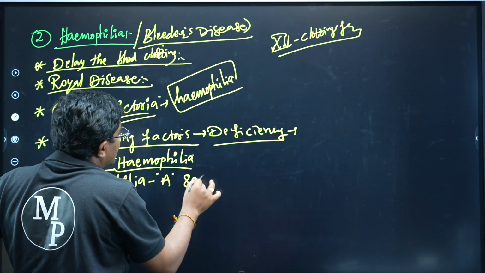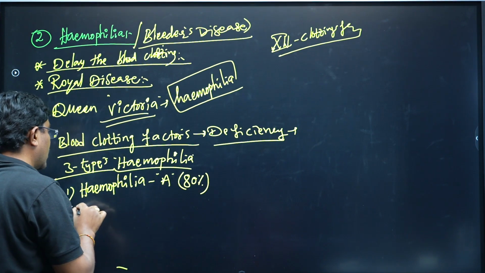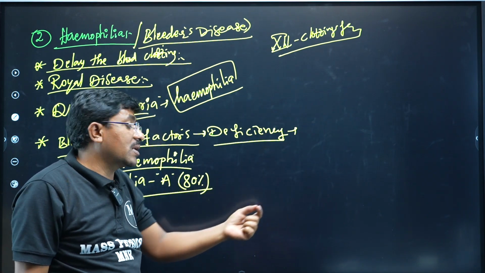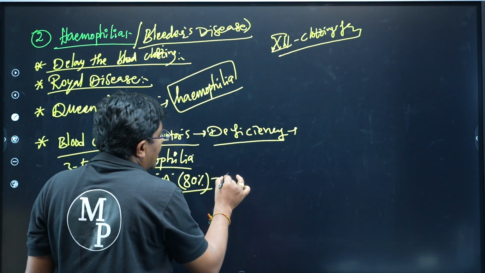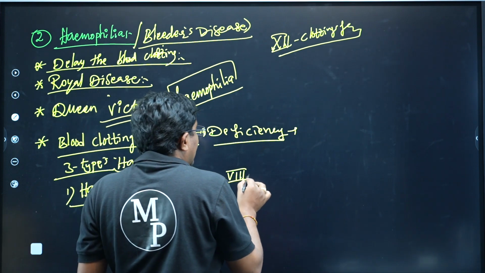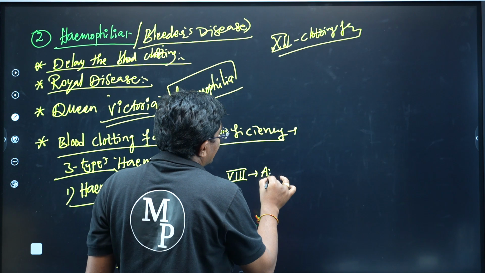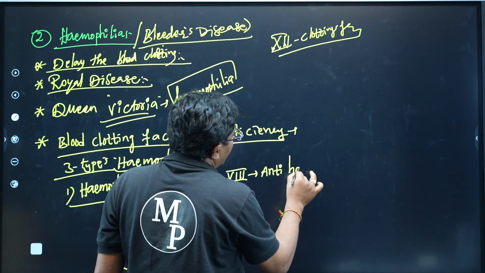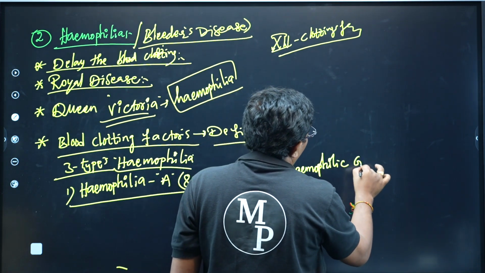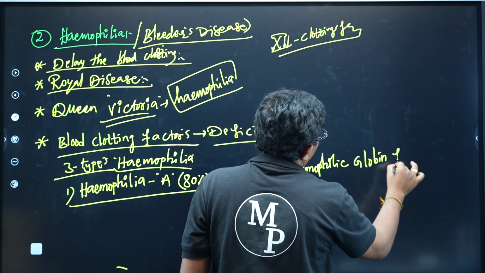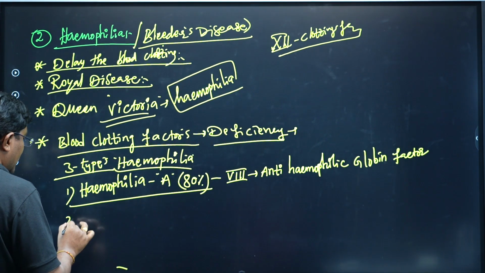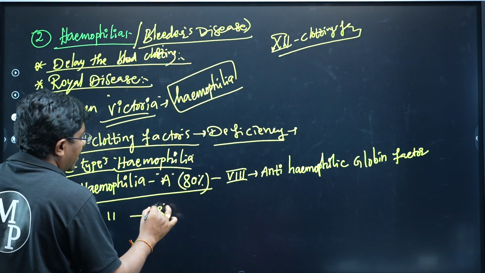Worldwide, 80% of people who suffer from hemophilia have hemophilia A. It is the deficiency of the 8th clotting factor, that is the anti-hemophilic globulin factor. Next, the second one is hemophilia B.